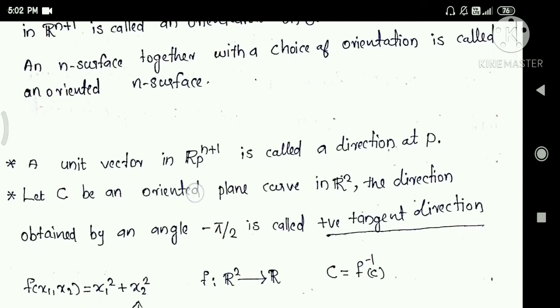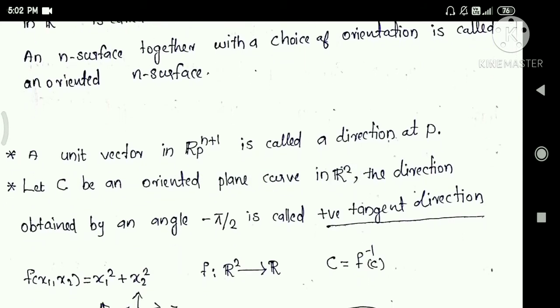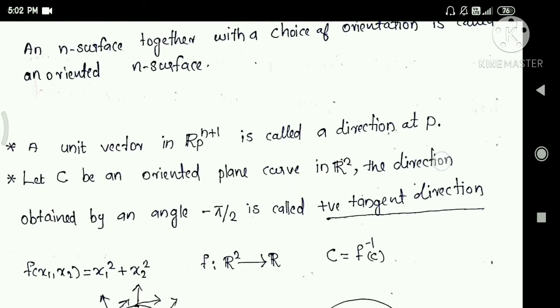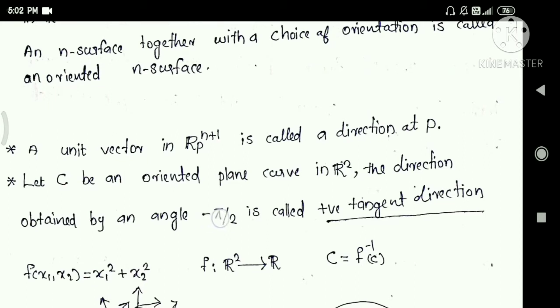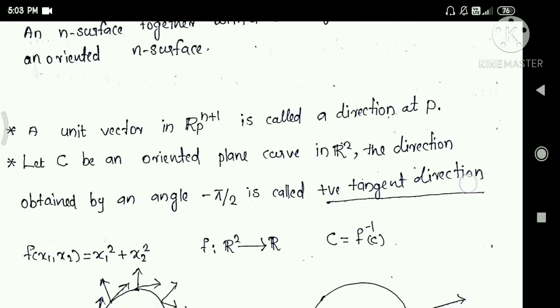C be an oriented plane curve in R2. That is, let C be an oriented one-surface in R2. Then the direction obtained by rotating the orientation normal direction at P through an angle minus pi by 2 is called the positive tangent direction. That is, the positive tangent direction is the direction obtained by rotating the normal direction through an angle minus pi by 2.